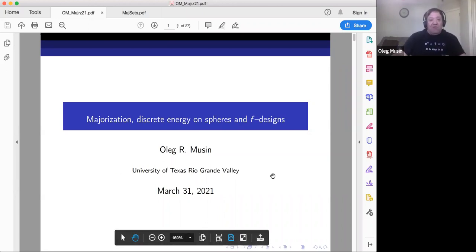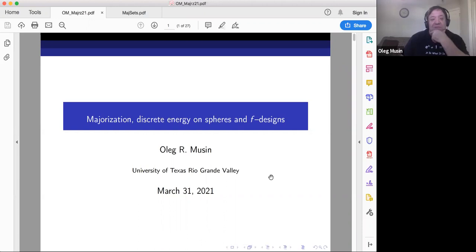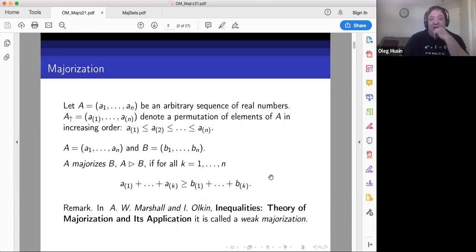Okay, now I'm going to discuss majorization. Let me just briefly discuss the definitions. I don't know when majorization was first defined, probably about 100 years ago. We can also find it in one of the books about inequalities.